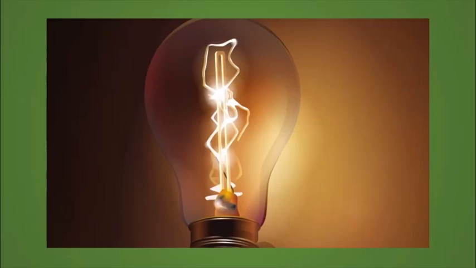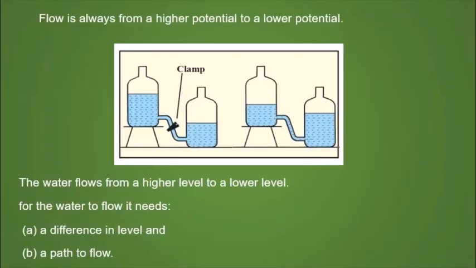Let us know more about electricity, how electricity is generated, and the physical terms of electricity. Now, you must have seen a waterfall. In which way does the water flow? Water always flows from a certain height of a mountain towards the ground. In the same manner, flow is always from a higher potential to a lower potential.